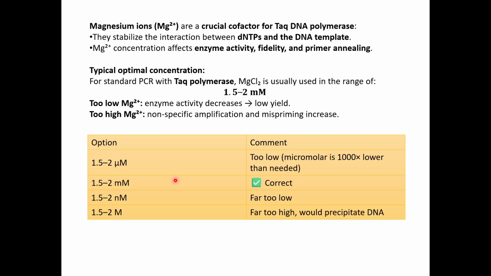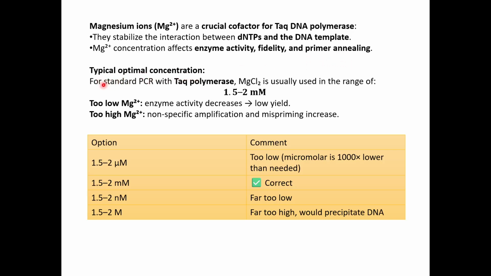Next is regarding the magnesium ions. The magnesium ions are crucial for the Taq polymerase to function because they are cofactors and they stabilize the interaction between dNTPs and the DNA template. It is also important for enzyme activity, fidelity, and primer annealing.